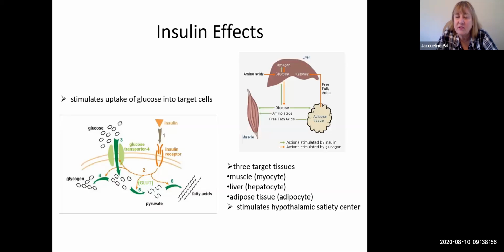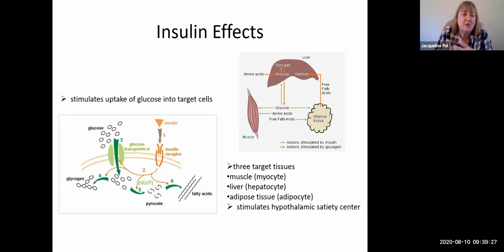So what are the target tissues? Well, there are 3 of them. First one is the liver, which is what's being shown in the lower left quadrant, where when glucose goes in, it can be made into glycogen and stored. Second one is adipose tissue, where we showed it can be stored as a triglyceride. And the third one is muscle. Your myocytes will take the glucose and use it to create ATP.